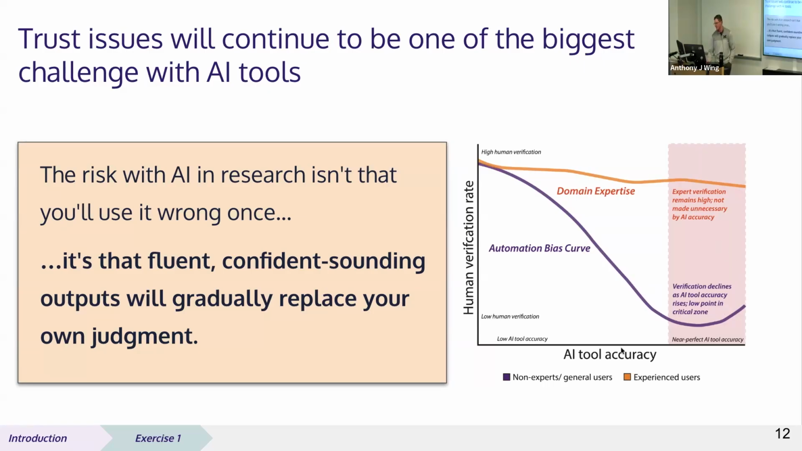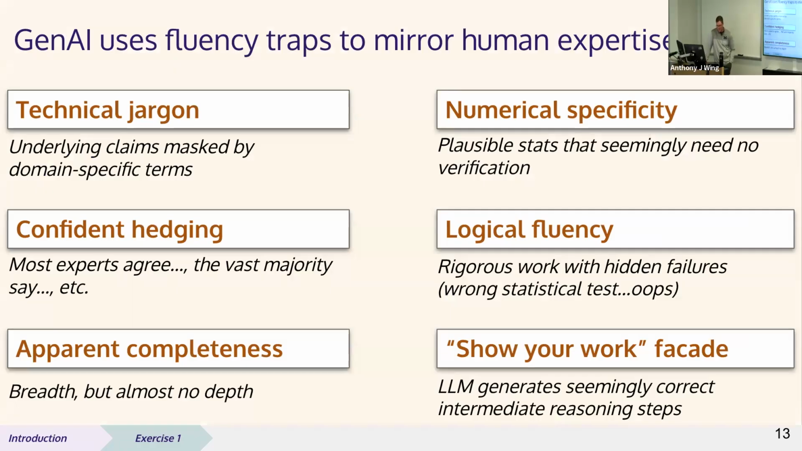Where eventually these tools become so good, as we go from low AI accuracy to high AI accuracy, that the verification just declines altogether because everything seems great, right? There's something to be said about that cognitive struggle that you have to go through in order to learn something, right? And there are a lot of different reasons as to why they can be believable, right?